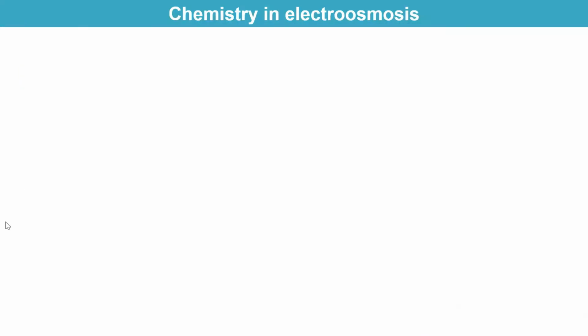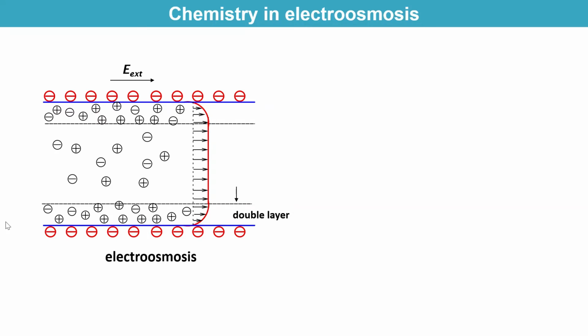In this video, we explore the importance of chemistry in electroosmosis. So the concept of electroosmosis is like this. Anytime that you have a solid surface come into contact with an electrolyte, oftentimes a charge will develop on the surface of your solid. This surface charge could be either negative or positive, and often depends on the pH of your solution.